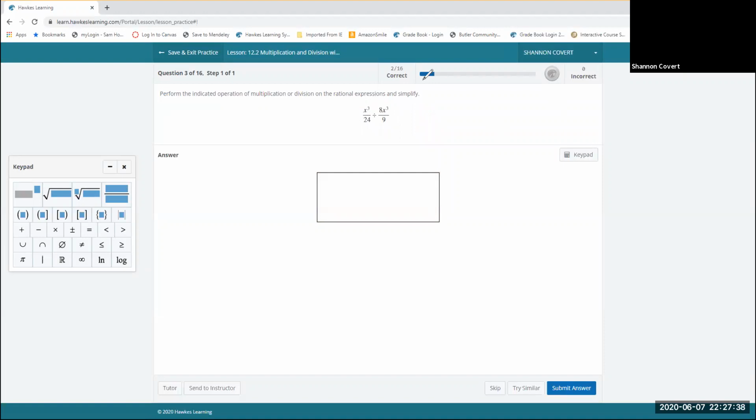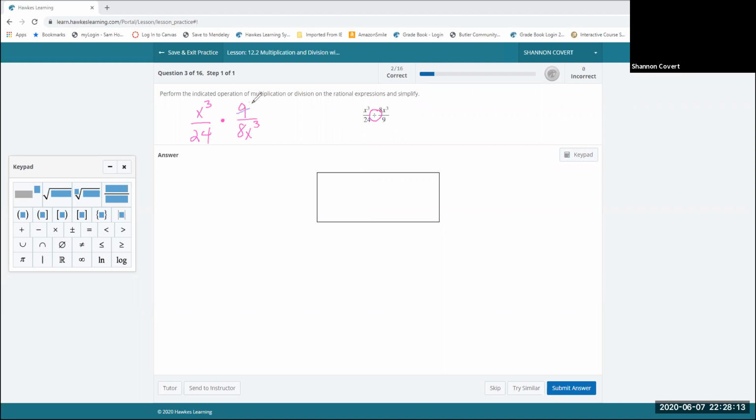Okay, division this time. We still look like not having to do any factoring, but I have division. So I do have to remember that I don't like to divide. I'm going to turn this into a multiplication problem. So x cubed over 24 divided by 8x cubed over 9 is going to become x cubed over 24 times the reciprocal, which is 9 over 8x to the 3rd. And now I will see what I can do to simplify diagonally.